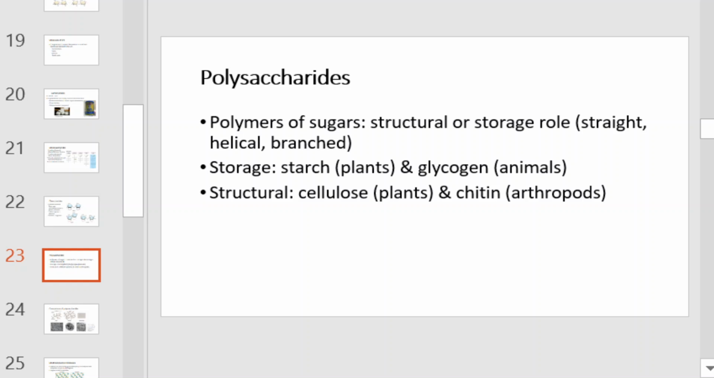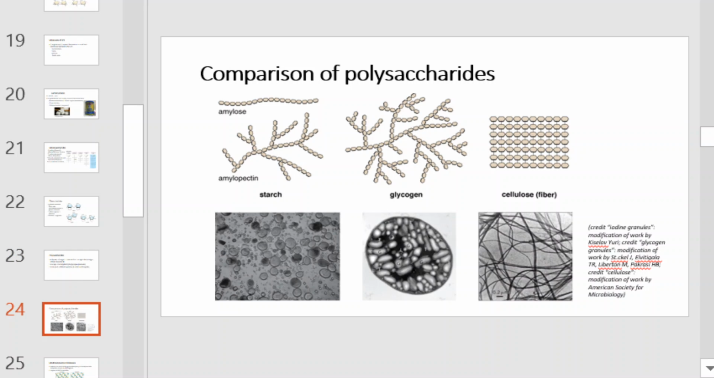Polysaccharides are large polymers of sugar. Simply put, you need 3 or more monosaccharides bound together to make a polysaccharide. They can be used for structure or storage. They can be straight, helical, or branched. In their storage form, they can be found as starch in plants or glycogen in animals. In their structural form, they can be found as things like cellulose in plants and chitin in arthropods. Here are some pictures to compare some different polysaccharides.